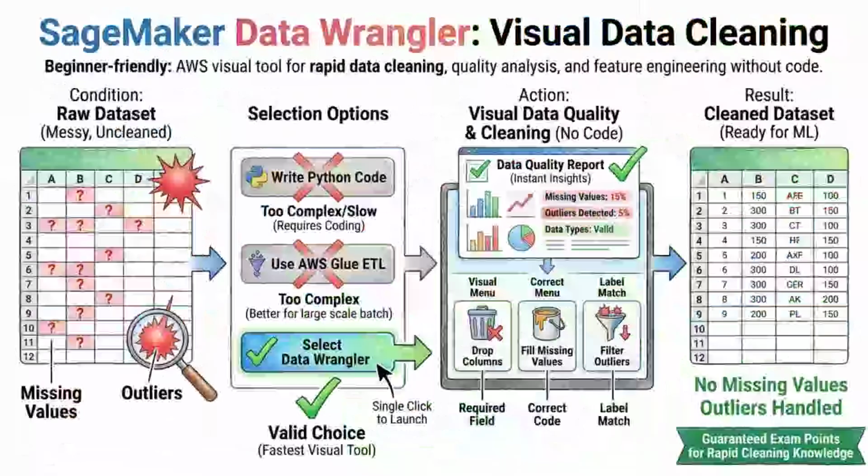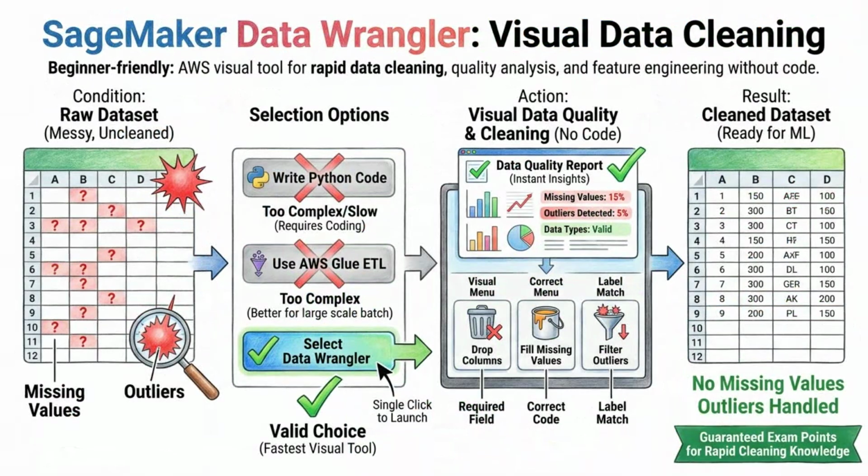To make the entire process of finding missing values and outliers much easier, AWS provides a visual tool called Amazon SageMaker Data Wrangler. Data Wrangler creates a beautifully clear data quality report with just a single click, instantly highlighting all your missing information and extreme anomalies. Instead of writing hundreds of lines of Python code to clean your dataset, you can simply click through visual menus to drop columns, fill in blanks, and filter out outliers. Recognizing Data Wrangler as the fastest visual tool for rapid data cleaning is a guaranteed way to score easy points on the exam.